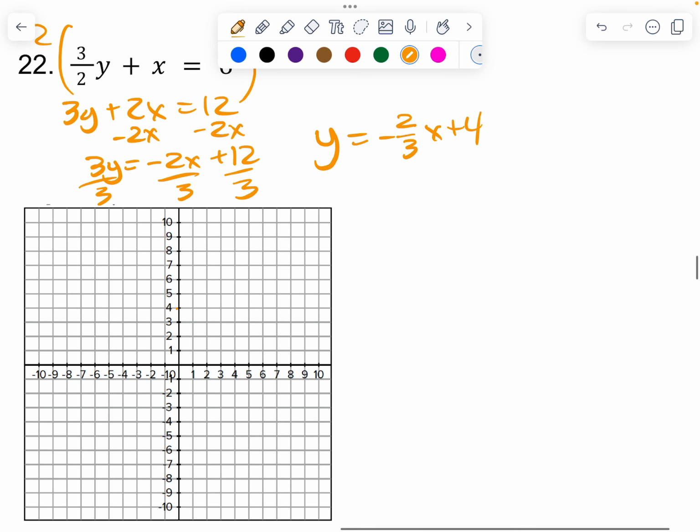So, from 4, I have a slope of negative 2 over 3, so 1, 2, 1, 2, 3, and again 1, 2, 1, 2, 3. Either direction would have gotten you the same line.